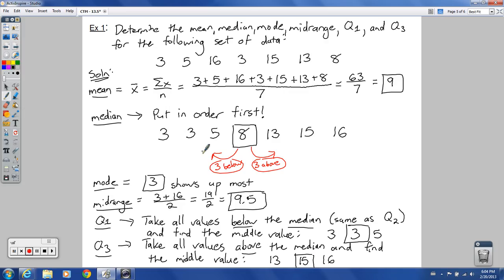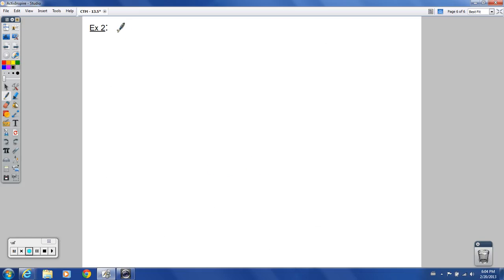Let's check out one more example. This one we're going to have a couple of new twists. That's why I wanted to do one more example here to talk about how those new twists might work. So determine, again, the mean, median, mode, mid-range, Q1, and Q3 for the following set of data. I think that's pretty clear that that's what we're doing here.